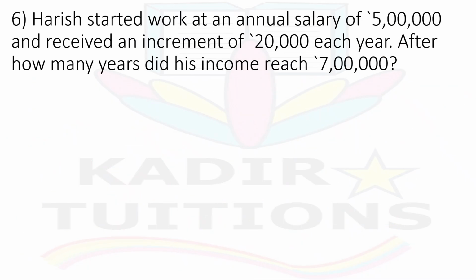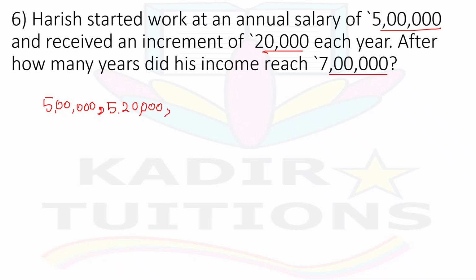Harish started work at an annual salary of 5 lakhs and received an increment of 20,000 each year. After how many years did his income reach 7 lakh? This is our question. So initially his salary is 5 lakh. So what about the second year? The increment came of 20,000. So his salary is going to be 5 lakh 20,000.